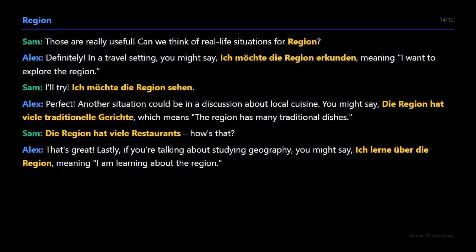Perfect. Another situation could be in a discussion about local cuisine. You might say, Die Region hat viele traditionelle Gerichte, which means the region has many traditional dishes. Die Region hat viele Restaurants. How's that? That's great. Lastly, if you're talking about studying geography, you might say, Ich lerne über die Region, meaning I am learning about the region.